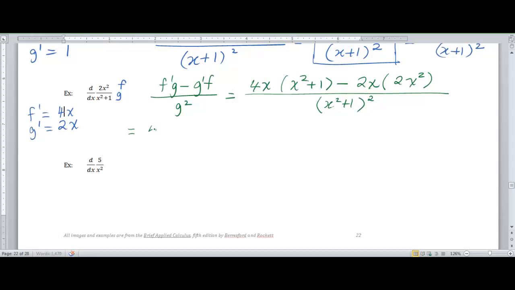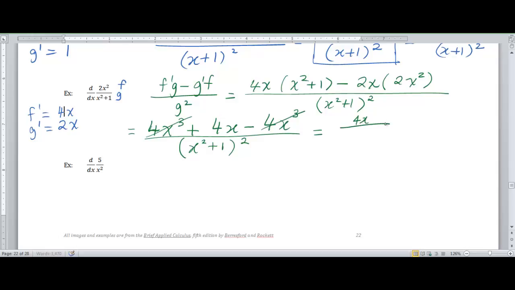Okay? And you multiply that out, and you get 4x cubed plus 4x minus 4x cubed. So I distributed the 4x here, and then minus 2 times 2 is 4x cubed, over (x squared plus 1) squared. You don't have to FOIL out that. Just leave it as it is, because on the top, these two will cancel out anyway. So I get 4x over (x squared plus 1) squared. And this is my final answer.